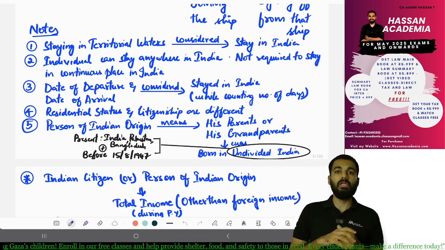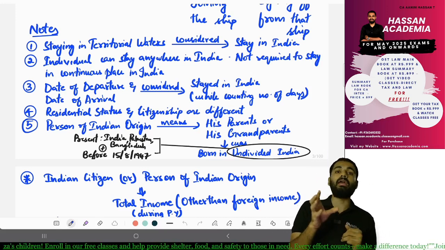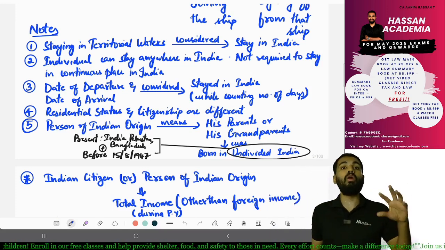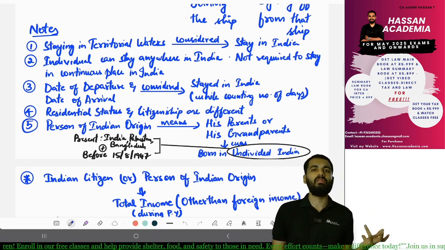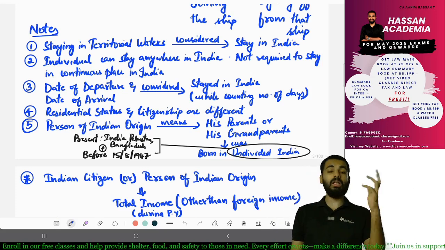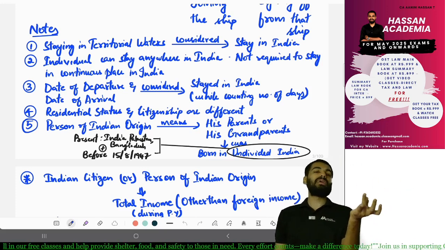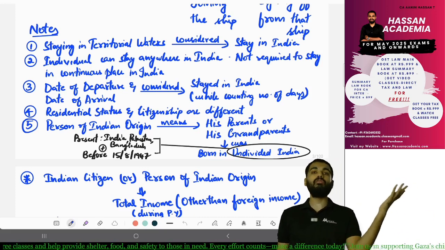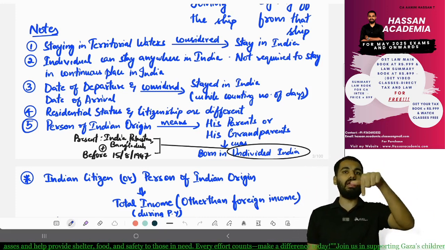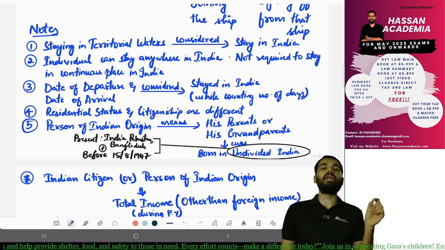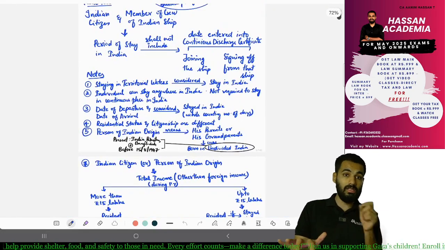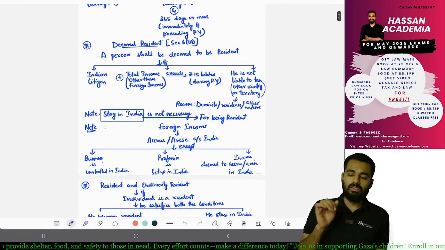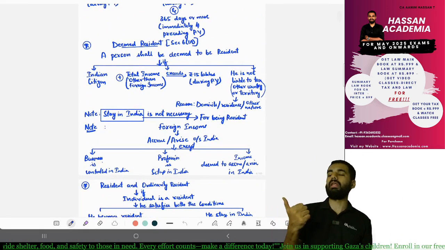What does person of Indian origin mean? If your parents or grandparents were born in undivided India, which is now India, Pakistan and Bangladesh, that is, if they were born before 15th August 1947 in India, Pakistan or Bangladesh, then that is called a person of Indian origin. Yes. Next, so that is one condition.